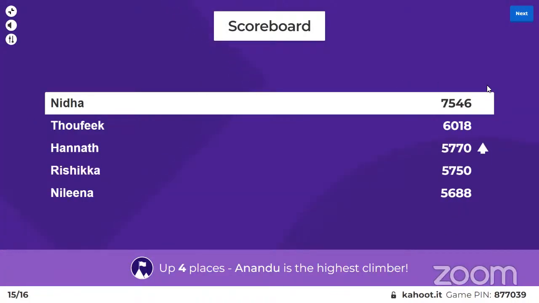Nida on the top with 7546 points. Second, we have Tawfiq. Third, we have Hannat. Fourth, we have Rishika. And fifth, we have Nilina. New climber also. Anandu is the new climber here, climbing up 4 places in the scoreboard.